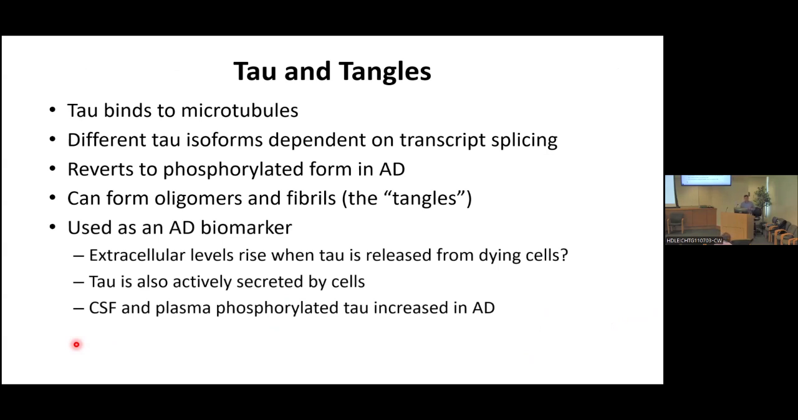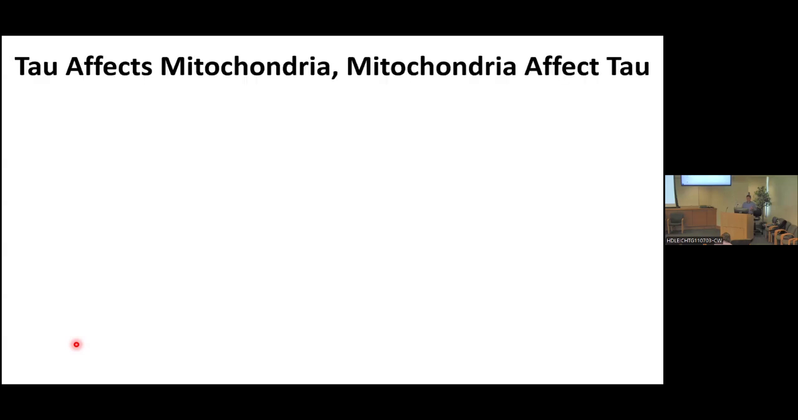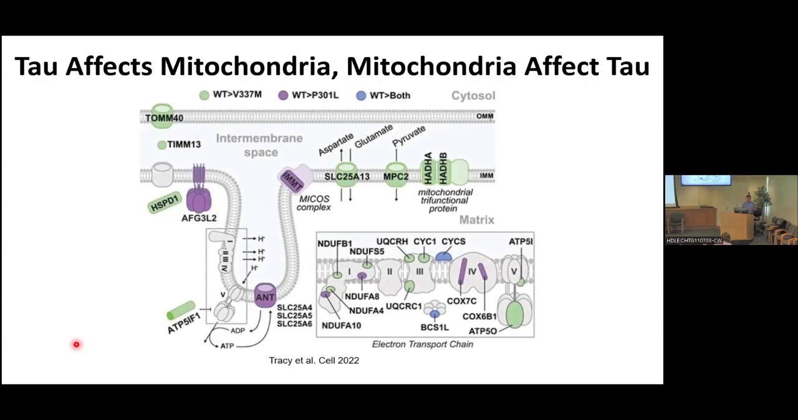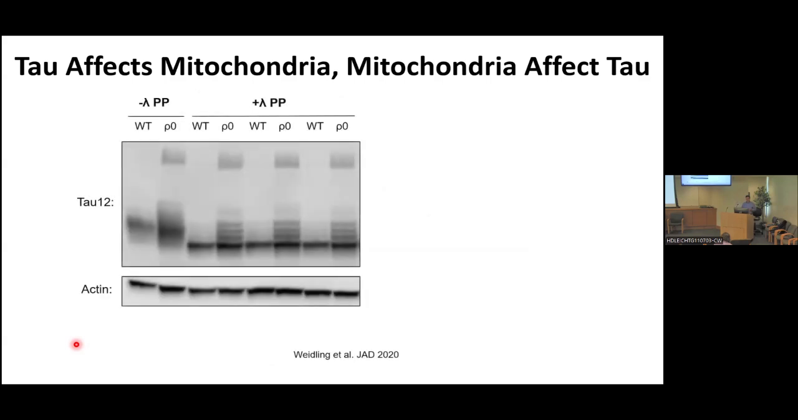Extracellular levels rise. It's been proposed that this reflects tau release from dying cells, but it's certainly going to be more complicated than just that. Tau is also actively secreted by cells. Regardless of how it's happening, spinal fluid and plasma phosphorylated tau levels increase in Alzheimer's. Tau has been recently reported to co-localize to mitochondria, where it interacts with mitochondrial proteins to affect respiratory chain function. But it works both ways, of course.